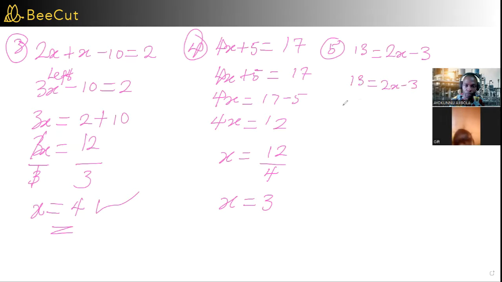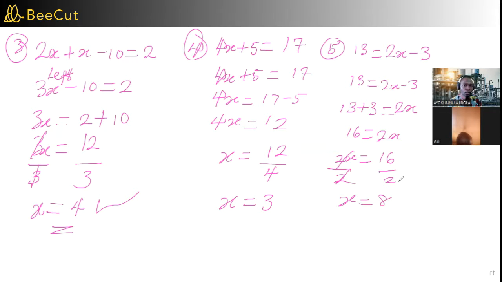So let's say 13 equal to 2x minus 3. Then the 3 comes in, becomes 13 plus 3 equal to 2x. So 16 equal to 2x gives me 16. I divide by 2. Then I have x equal to 8. Hey, that is brilliant. So we're going to clear the screen now.